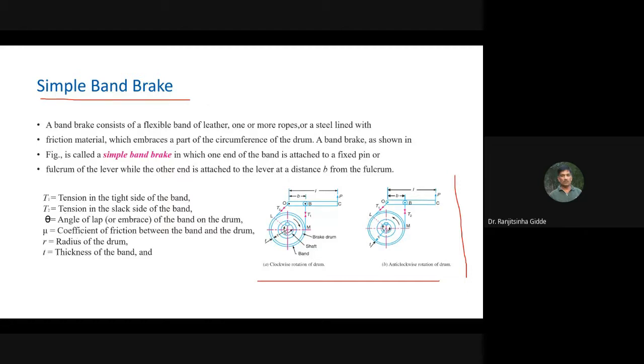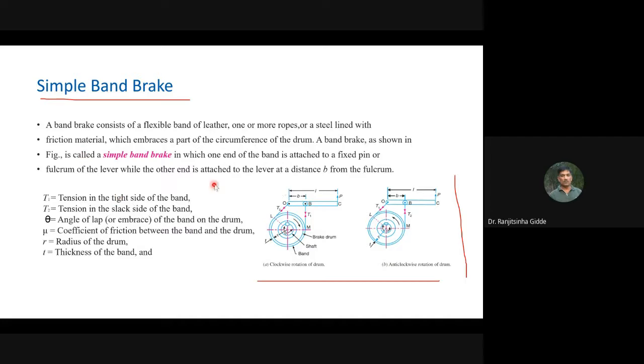So band brakes consist of a flexible band of leather, one or more ropes or steel lined with the frictional material, which embraces a part of the circumference of the drum. Such type of arrangement is called a band brake.